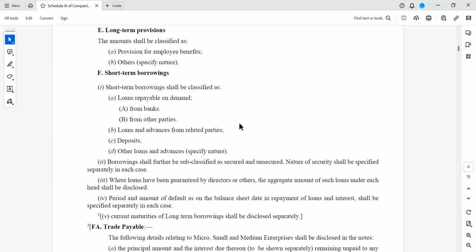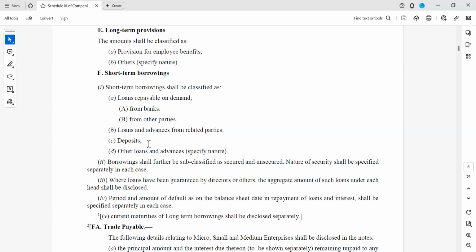See, why I am telling point by point is, in your practical situation, you cannot just put a schedule of short-term borrowings and show everything under it. It is not like that. You have to make respective headings. Loans repayable on demand from banks, if it is there, you will put it. Otherwise, you will not take any A on this itself. You will take B from other parties and you will show it.